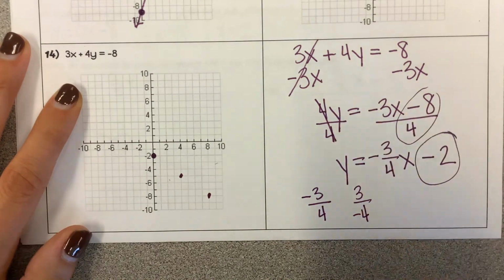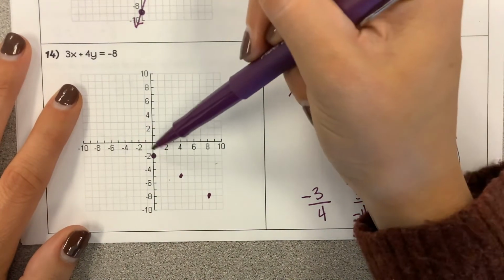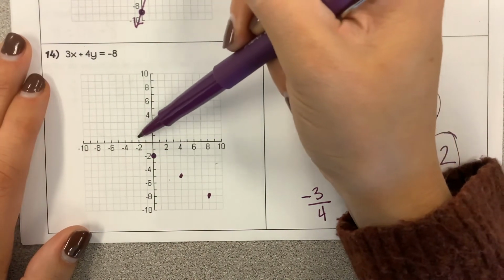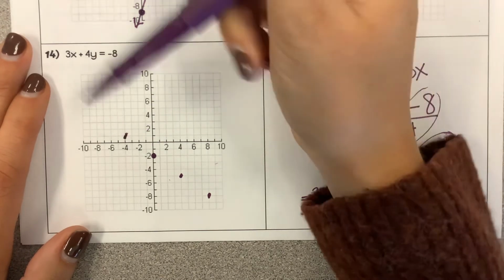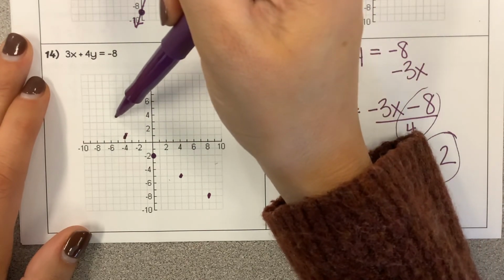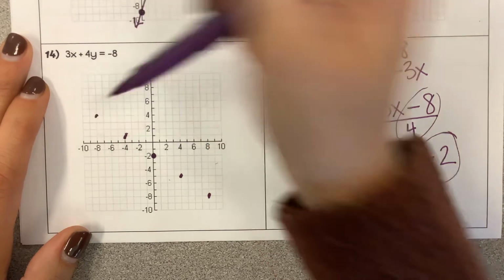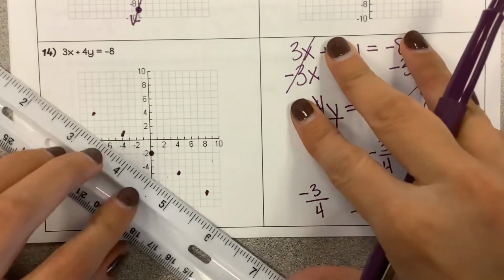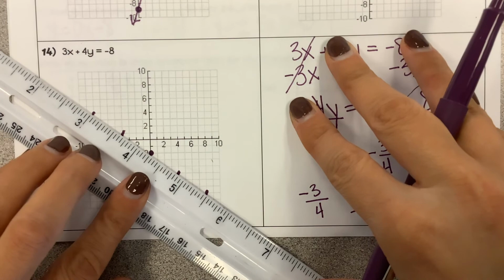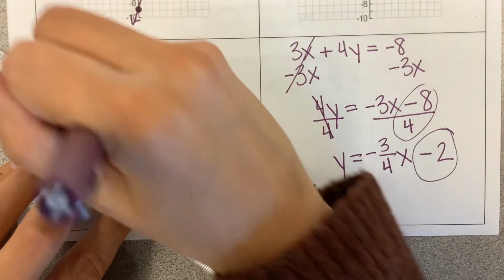Positive 3 over negative 4. So positive 3 would be up 3 to the left 4. 1, 2, 3, 4. Up 3, 1, 2, 3, to the left 4, 1, 2, 3, 4. And then I should connect these. They should form a straight line. If it doesn't, I did something wrong.